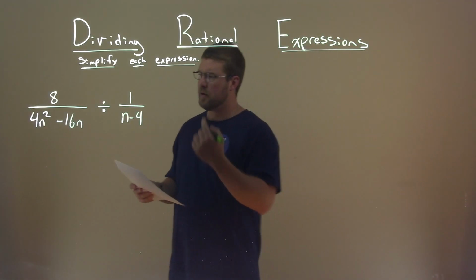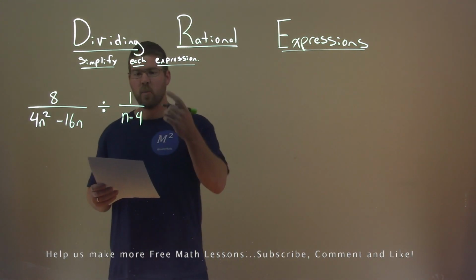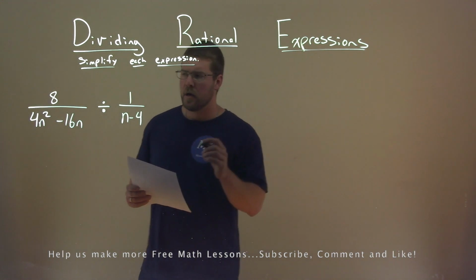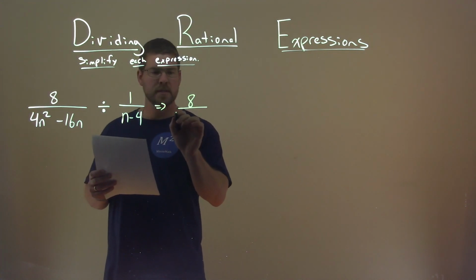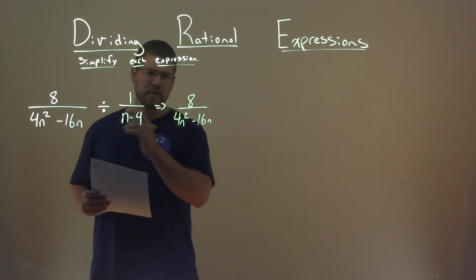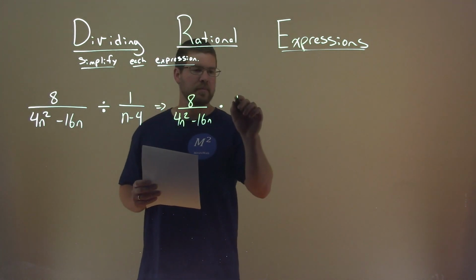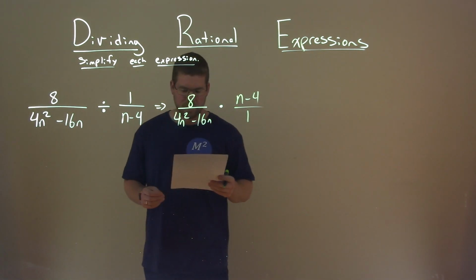We're given this problem right here. 8 divided by 4n squared minus 16n, divided by 1 over n minus 4. And we want to simplify this expression. Well, I'm going to rewrite this as a multiplication problem. 8 over 4n squared minus 16n stays the same. But instead of dividing, we're going to multiply, and we're going to flip the second fraction. N minus 4 goes to the numerator, and 1 is just in the denominator.